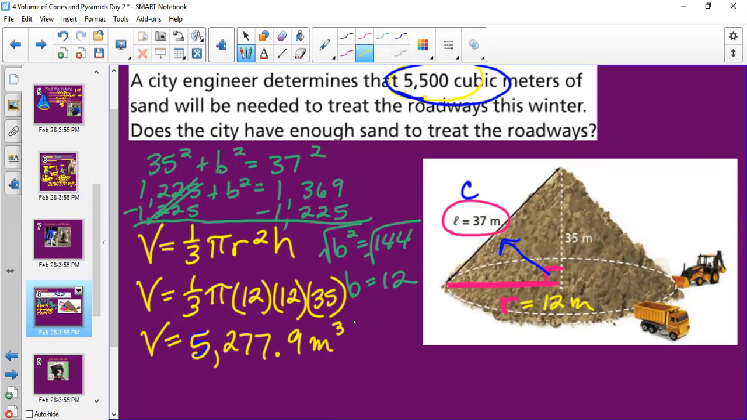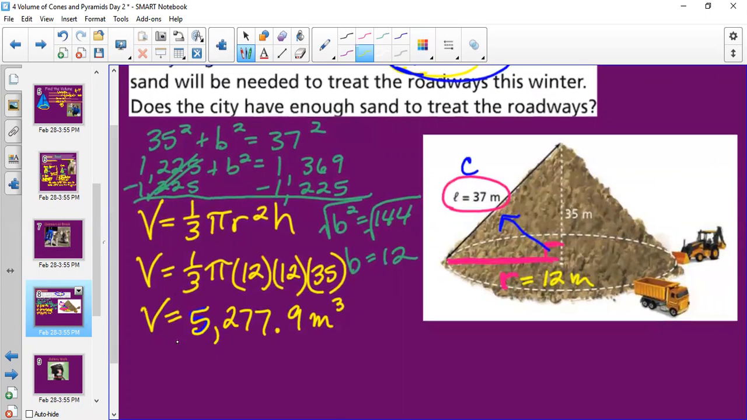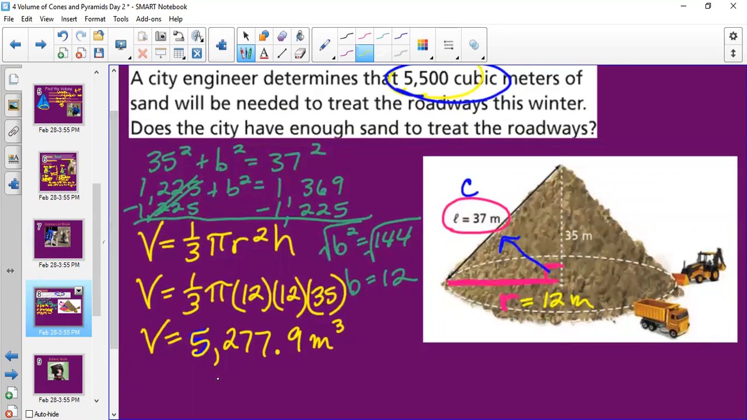meters cubed. So does the city have enough sand to treat the roadways? Well, it says that we need 5,500. Right now we have only 5,277, so no. Or I shouldn't say we, no, the city is short. I'm going to put a little bit more detail here and say how much it's short by.